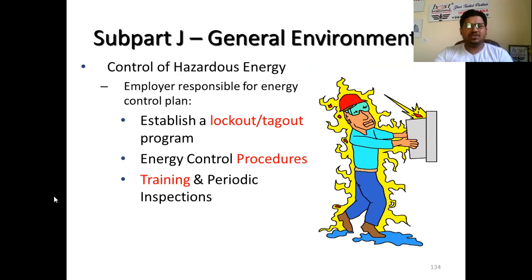Now, still, we are talking about general environment. So there are plenty of hazardous energies, we need to control them again, like lockout, tag out, procedures or training. Periodic inspections are important. And why we need lockout, tag out, or isolation? Because there are plenty of certain energies which we really need to isolate or lock before we start a project, especially in confined spaces. So what kind of energies can be there?